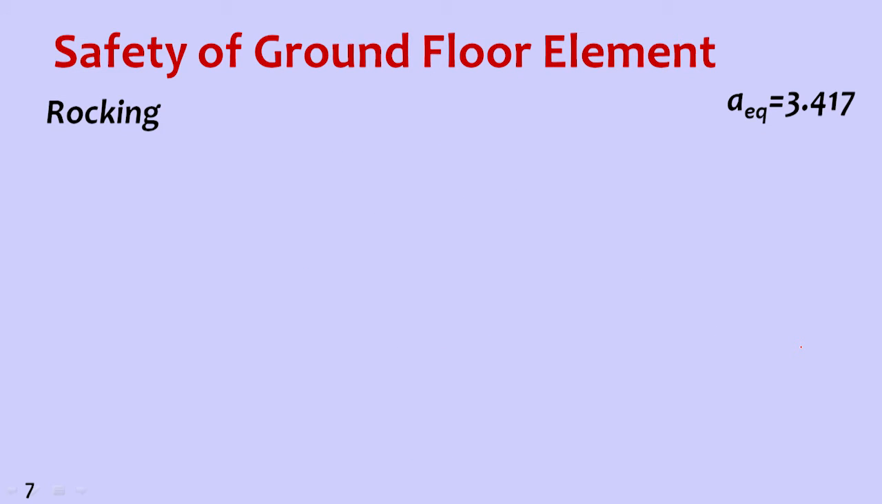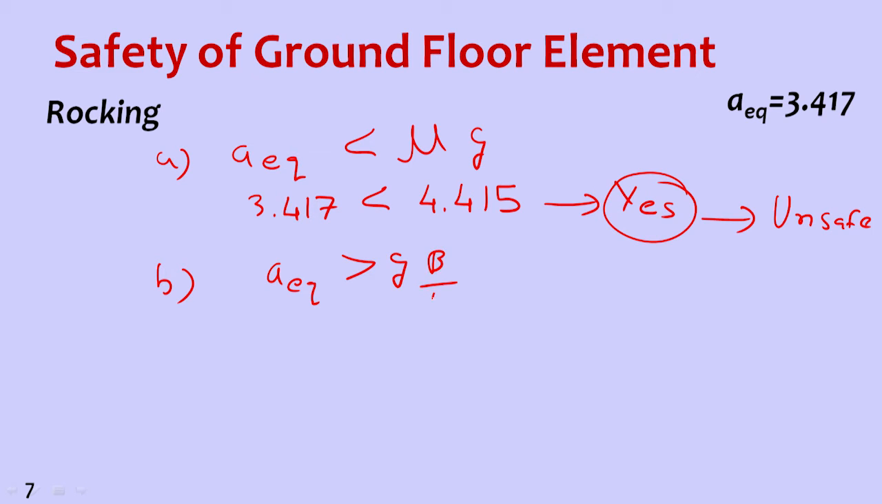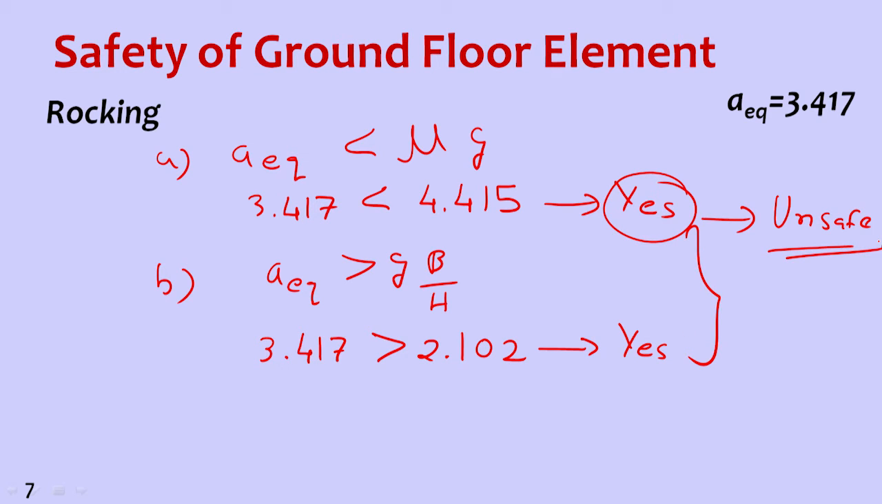Now similarly, we assess the safety for rocking. AEQ should be less than mu g. Earlier it was 3.417, the floor acceleration, which is constant, and we have the value of 4.415 already calculated for the sliding condition. So this condition is met, hence we write yes. One can directly say that if one of the conditions is satisfied, it is unsafe. But for the sake of calculation, let us check the second condition, where AEQ should be greater than g B by H. Here AEQ is 3.417, which is greater than the calculated 2.102. So this condition is also yes. Together, the structure is unsafe for the condition of rocking.